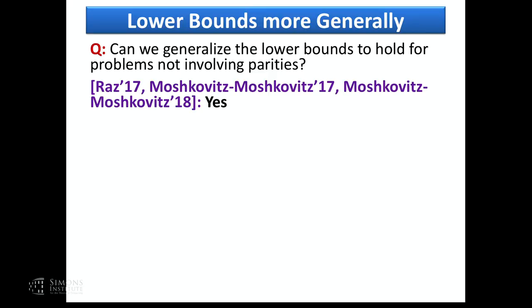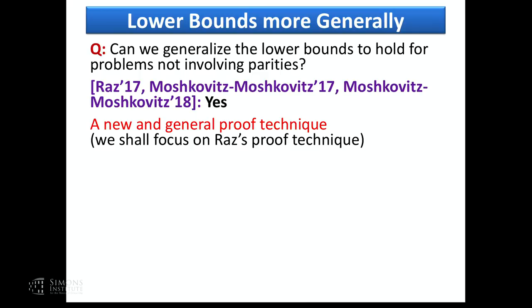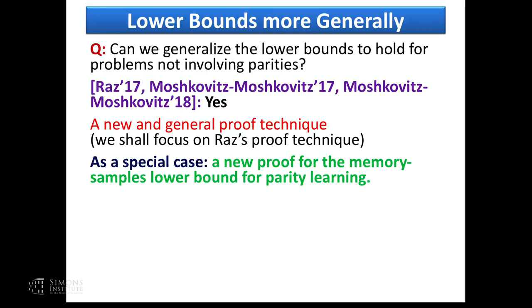And so you pose this question: can you generalize the proof for a problem not involving parity? And then this line of work of Raz and Moshkovitz and Moshkovitz shows that indeed you can. So you get new and general proof techniques that work for a wider variety of learning problems. We will focus on Raz's proof technique, but there are similarities between them. As a special case, you get a new proof, which looks different, for the parity learning case.